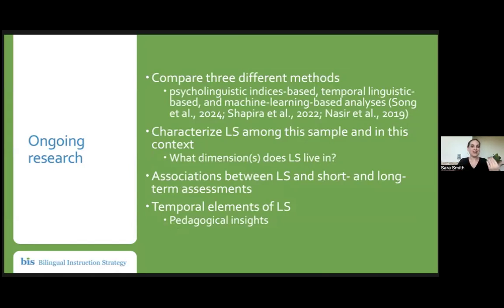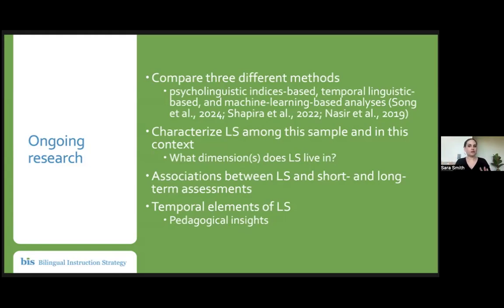So then, assuming that we do find some dimensions that synchronize, we then want to look at, okay, what are the associations with linguistic synchrony and short-term and long-term assessments, right? So are there dimensions of linguistic synchrony that are associated with that weekly test that they take, right? That short-term assessment? Are there features of linguistic synchrony that are associated with that final assessment, right? That vocabulary gains at the end of the study?